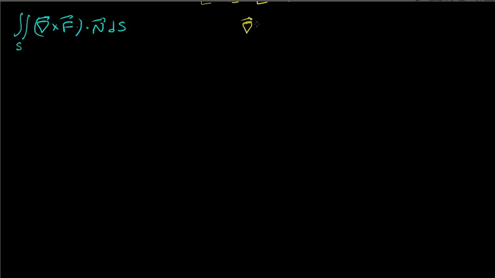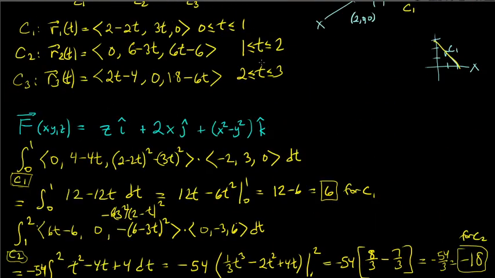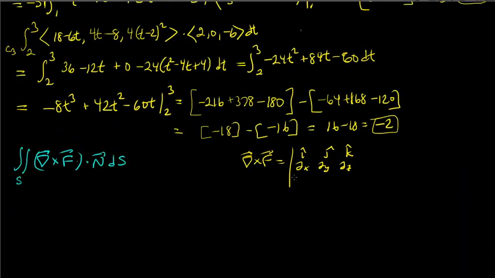Okay, so the curl of f, just do our determinant: i, j, k, the x partial, the y partial, the z partial, and then f is z, 2x, x squared minus y squared. All right, so the first component is just negative 2y. The second component is 1 minus 2x. And the third component is 2. Right? The derivative of 2x is 2. So I think that's it. Yep, 1 minus 2x.